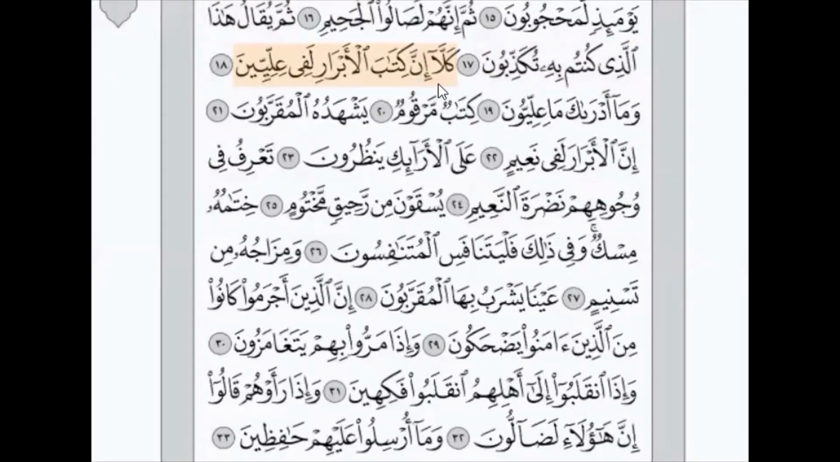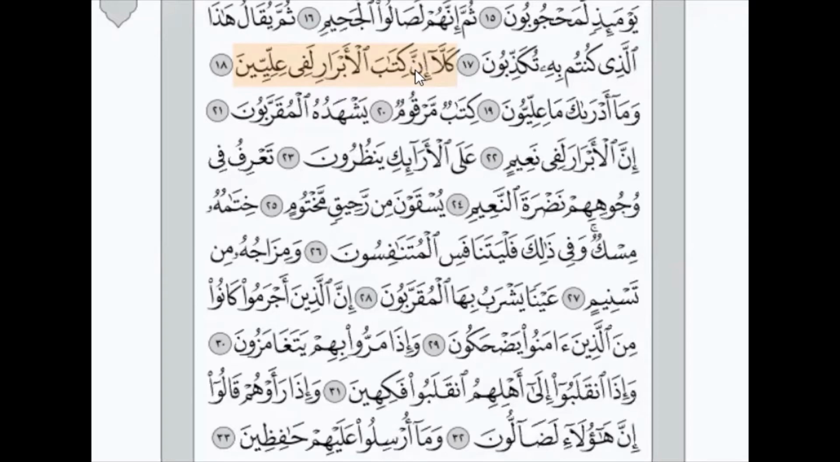كلا إن كتاب الأبرار لفي عليين. So in this ayah, كلا إن كتاب الأبرار, كلا, this is a mud followed by a hamza. So the ruling here is mud jaiz munfasil, extended for 4 or 5 counts.